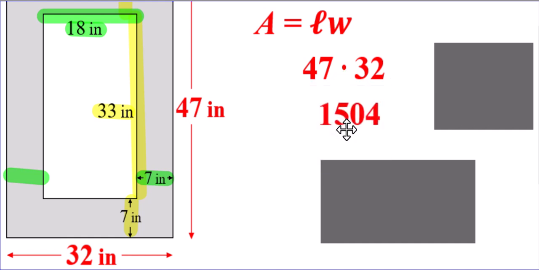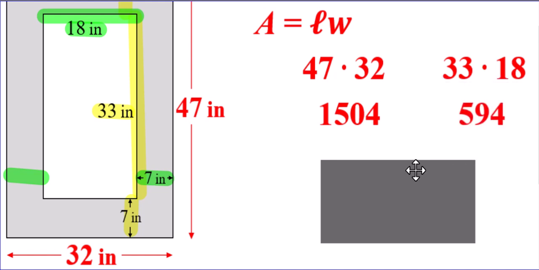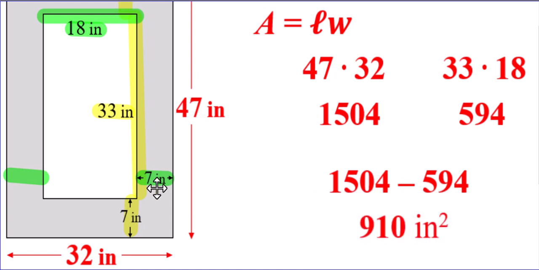1,504 square inches. Now, the area of this rectangle inside that's not shaded, 18 times 33. Multiply that, and you should get 594. Then we will subtract and get the final area of this little shaded border going around is 910 square inches.